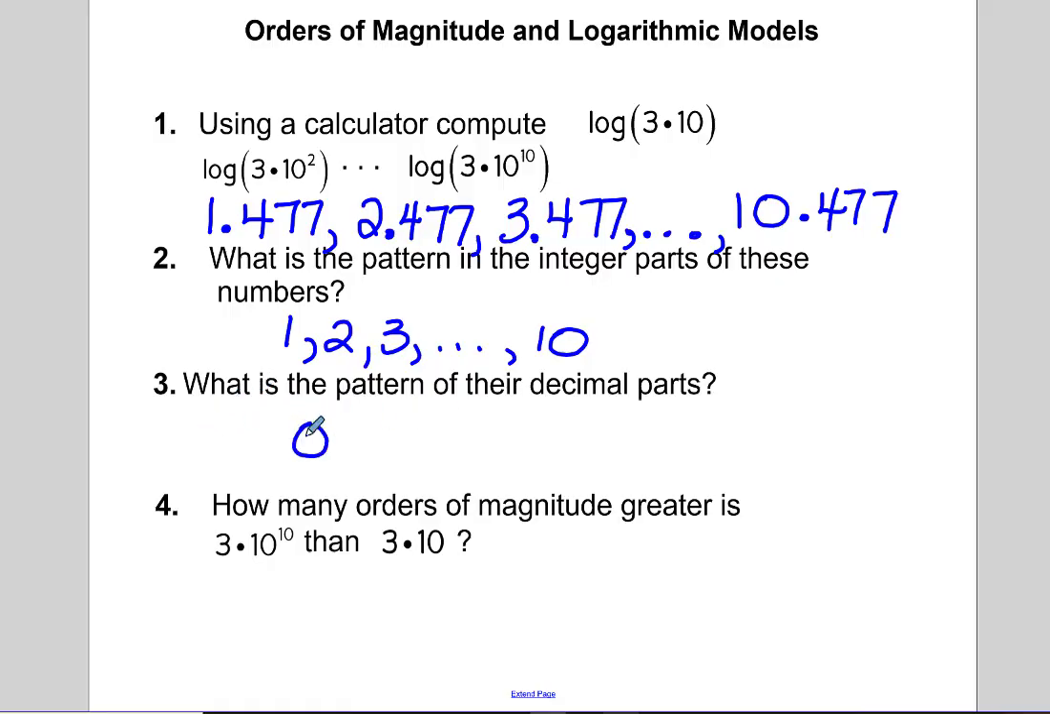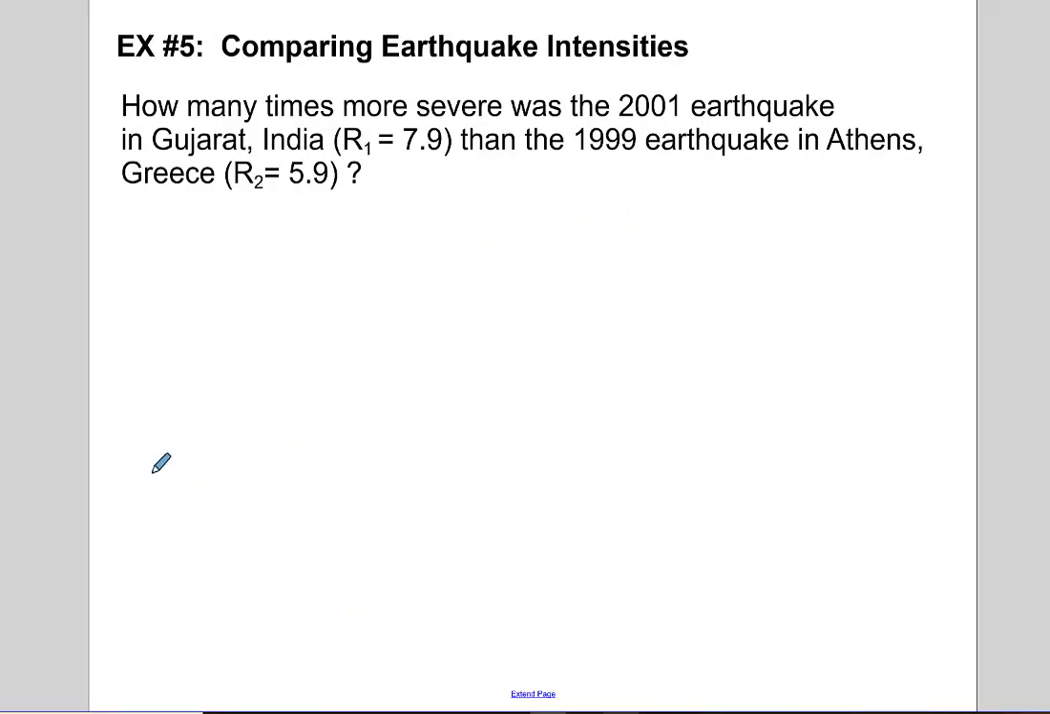And the pattern for the decimal parts is the same, .4771, I believe. So what are the orders of magnitude? How are they compared between 10 and 1? Well, that would be 9 times greater order of magnitude. And this is similar to how we calculate earthquake intensities.